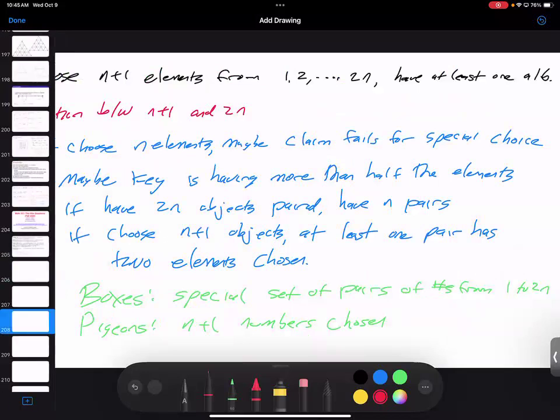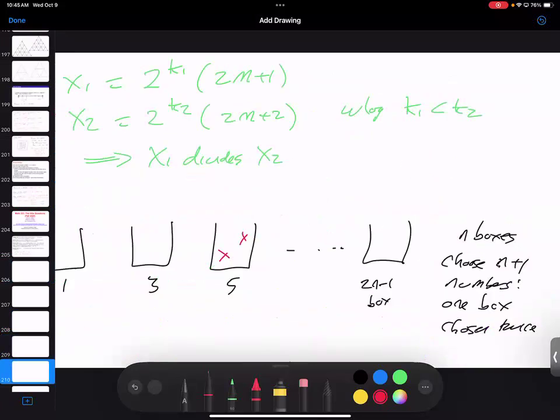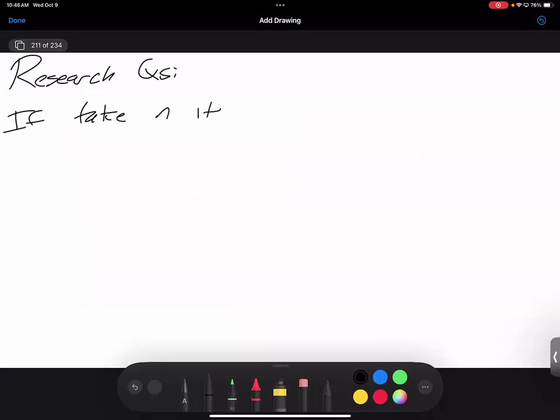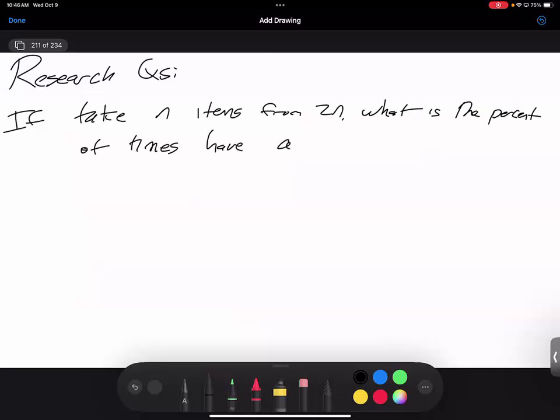So here are some potential research questions, which I don't know if any of these have been done. If we take n items from 2n, what is the percent of times we have A divides B for some A, B in the set?